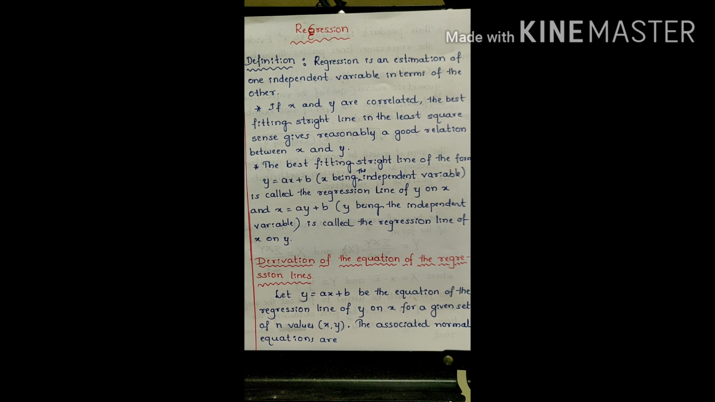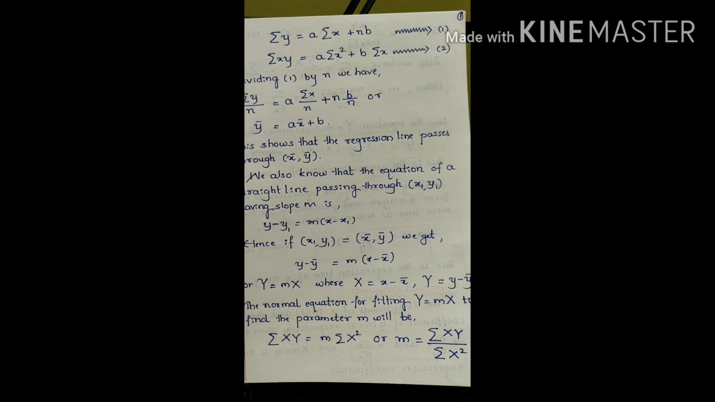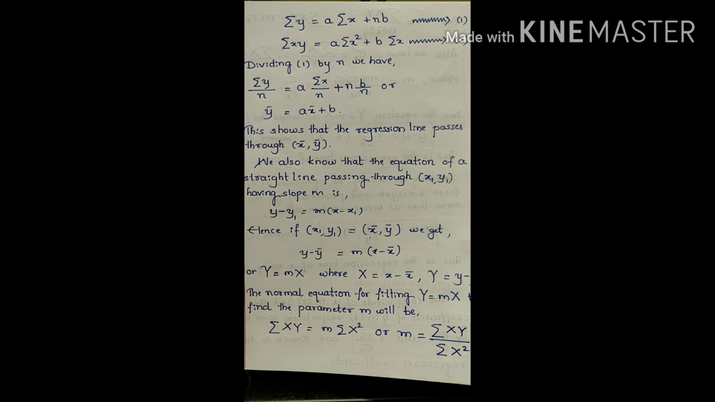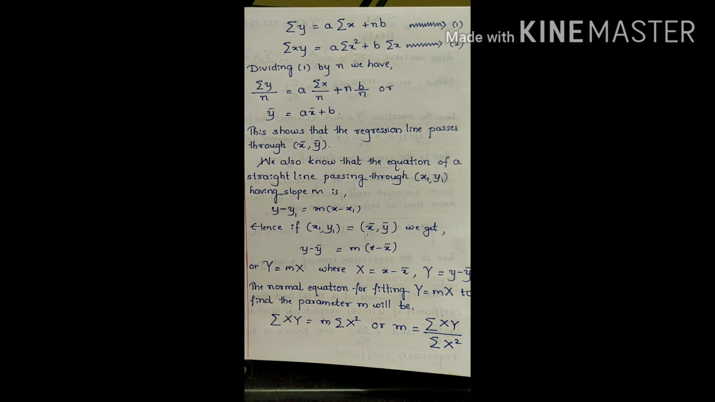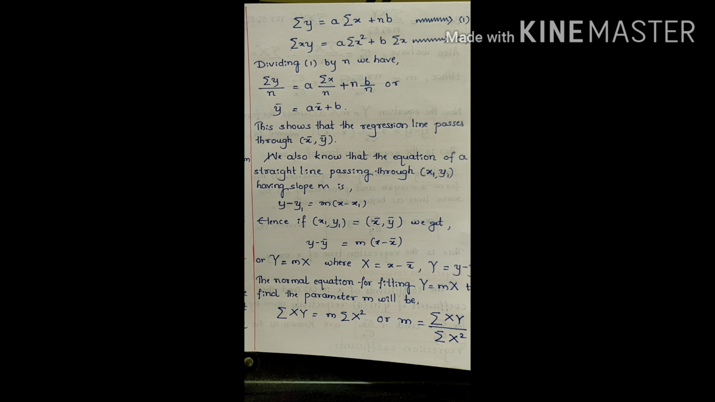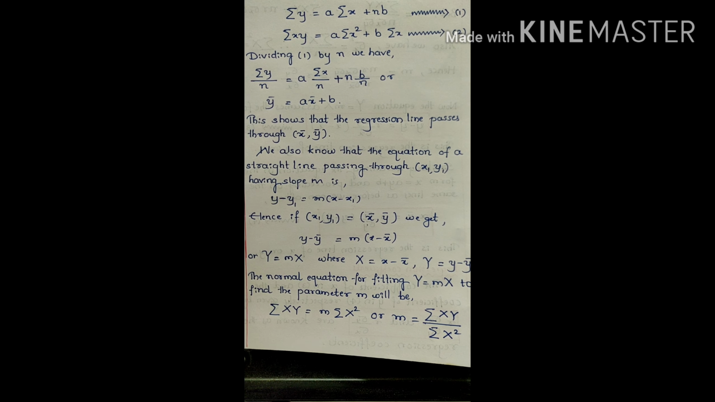Then the associated normal equations are given by summation of y equal to a into summation of x plus n into b. Call this equation 1. Summation of xy equal to a into summation x square plus b into summation of x. Call this equation 2. Writing the normal equations for a given straight line you will study in curve fitting, in the next section.